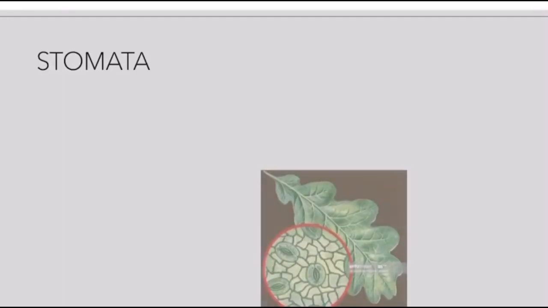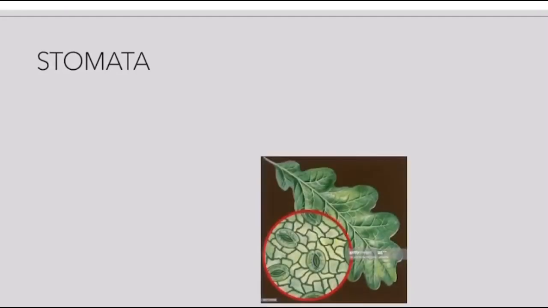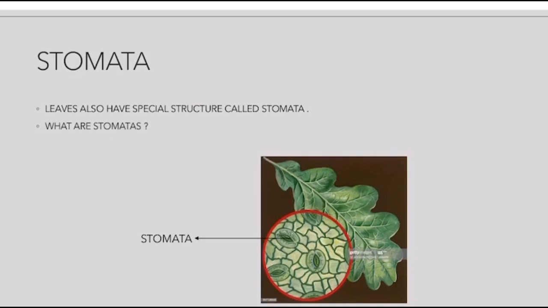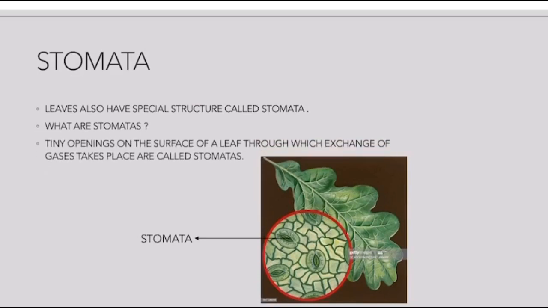Now let us see the most important part of a leaf, that is known as stomata. You can see a small picture where the stomata are enlarged. Leaves also have a special structure called stomata. And what are stomata? Tiny openings on the surface of a leaf through which exchange of gases takes place are called stomata.